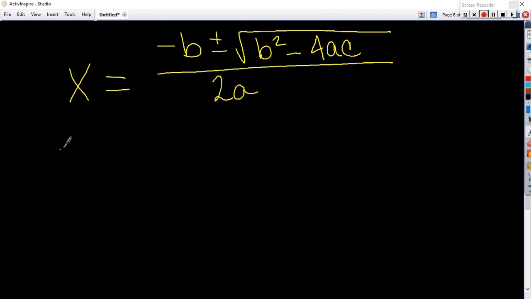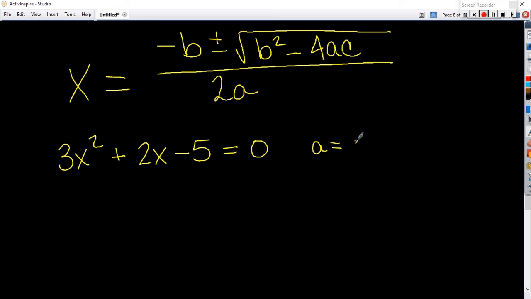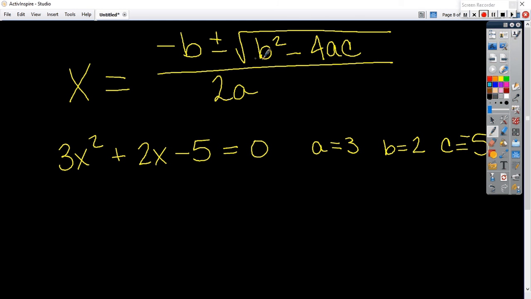Let's say 3x squared plus 2x minus 5 equals 0. Now make sure you check before you start that it equals 0. Okay? What is A? I'm just listing A, B, and C right now, not plugging into the formula yet. A is 3. What is B? 2. And what is C? Negative 5.